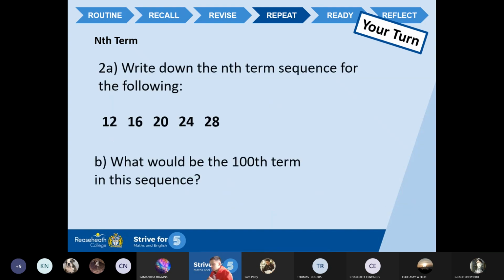Okay. 12, 16, 20, 24, and 28. Once again, what are they going up in? I can see they're going up in 4s, so 4n. Okay, how do I get from 4 up to 12? How do I get from 8 up to 16? Indeed, I add 8. Okay, 100th term. Well, 4 times 100 is what I need to do, and then add 8. 4 times 100 is 400. Add 8 is 408. So yeah, trust me, guys, I'd much rather that took me maybe 10 seconds to do.